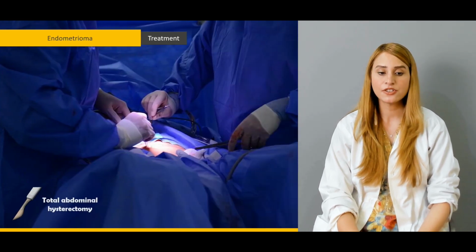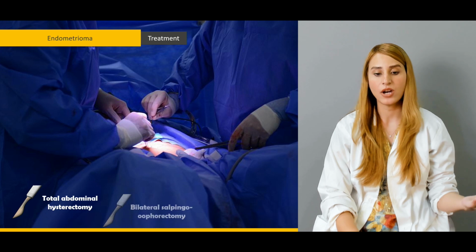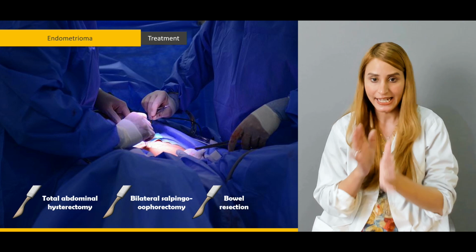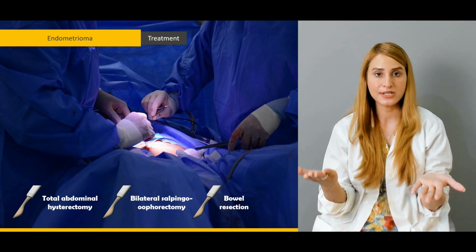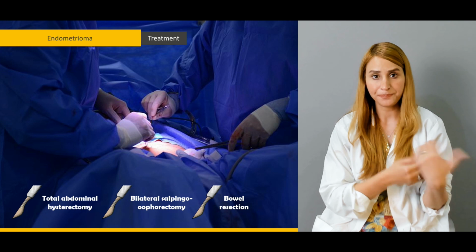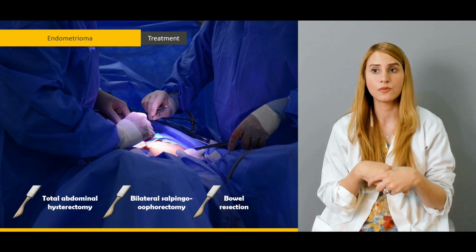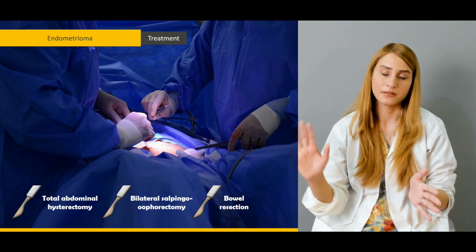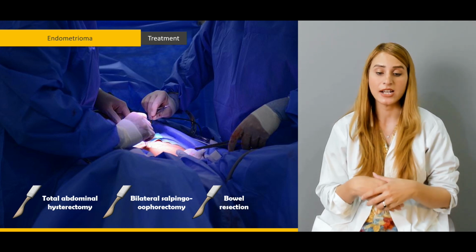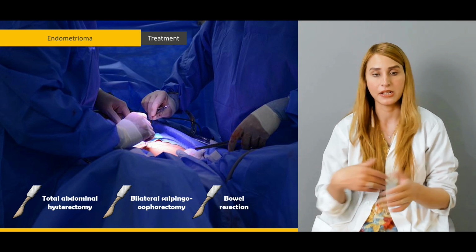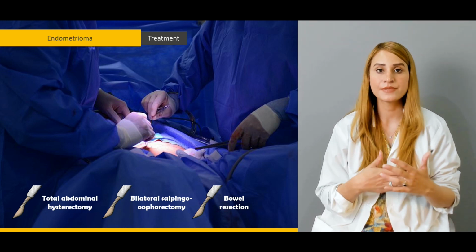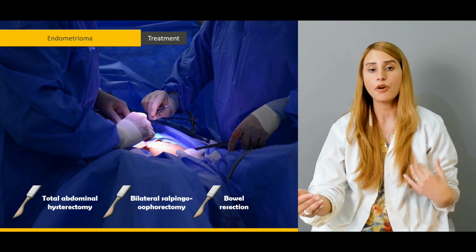In case of endometrioma, you do a total abdominal hysterectomy or bilateral salpingo-oophorectomy, or then you go for bowel resection. It depends upon where the endometrioma is. If it's in the abdominal cavity, or involving anywhere else, you do the total abdominal hysterectomy with bilateral salpingo-oophorectomy, so you have to remove the ovaries and the fallopian tubes as well. And if the endometrioma is involving the colorectal part, then you go for bowel resection as well.